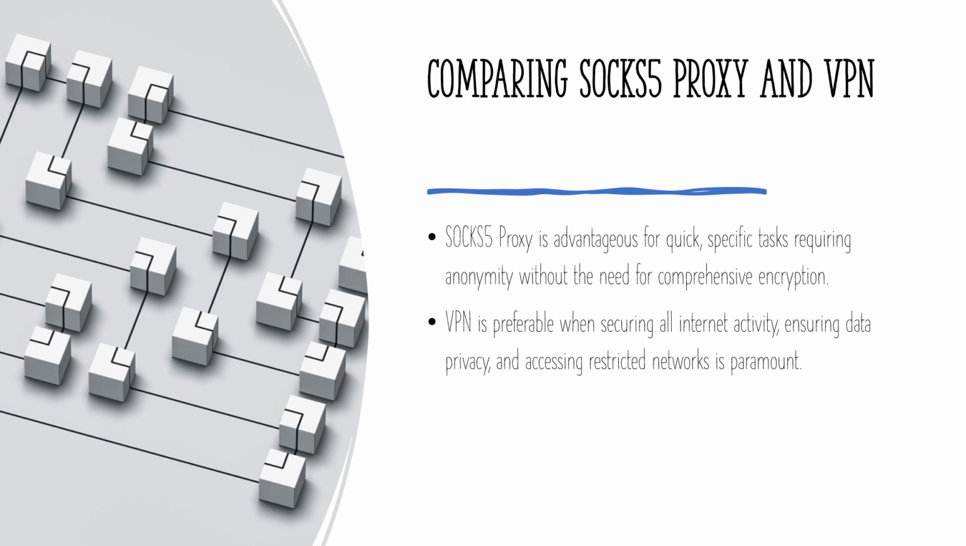The situational advantages of both the SOCKS5 proxy and the VPN. The SOCKS5 proxy is advantageous for quick, specific tasks requiring anonymity without the need for comprehensive encryption. And on the other hand, a VPN is preferable when securing all internet activity, ensuring data privacy, and accessing restricted networks is paramount.